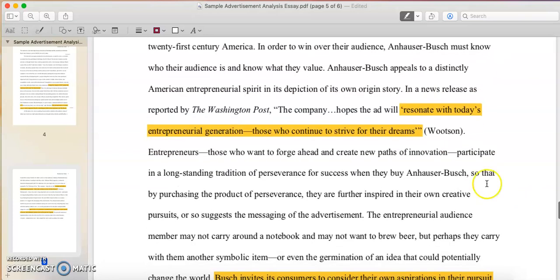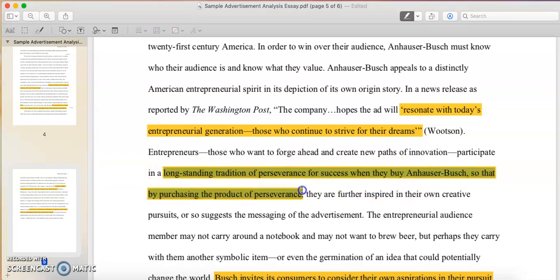An entrepreneur is one who wants to forge ahead and create new paths of innovation, and then in doing so participate in a long-standing tradition of perseverance. So I'm bringing it back to my thesis statement, but I'm also bringing to light the fact that entrepreneurship is a big theme in this commercial, and as a result, it's a big theme for their audience as well.